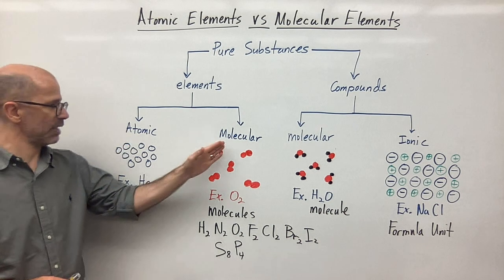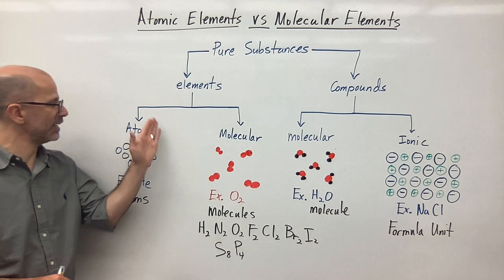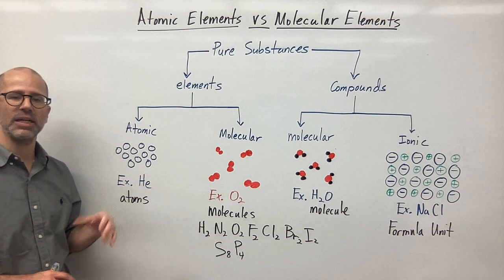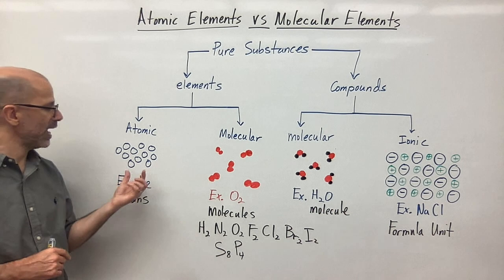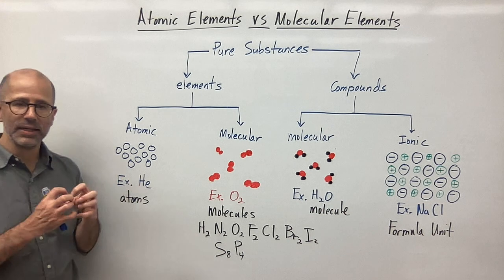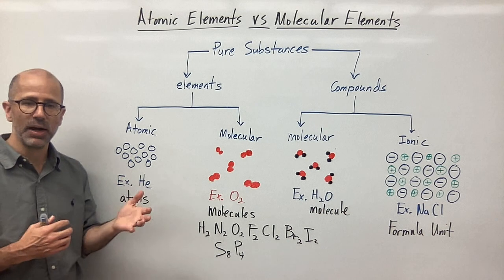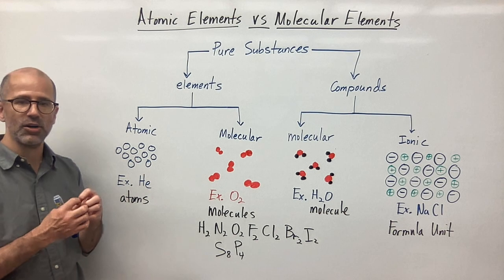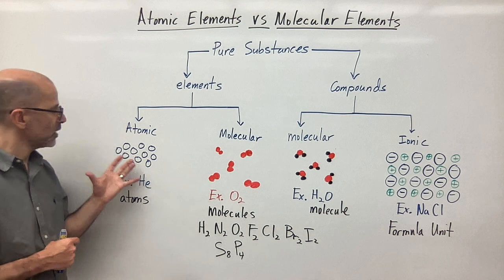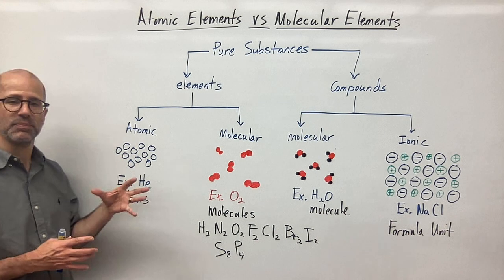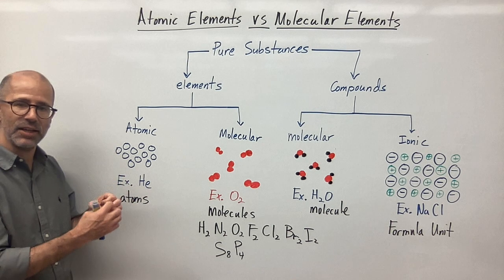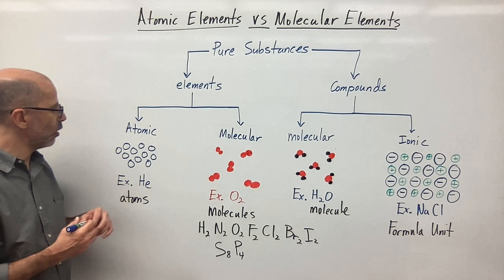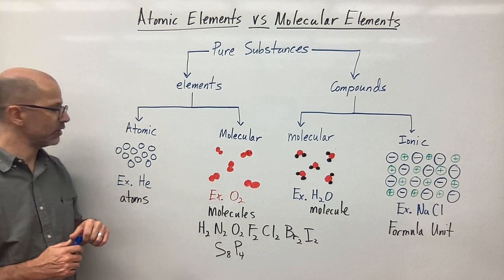And as the name implies, if you have an atomic element, that element is only made up of atoms. What that means is that you don't have atoms that are bonded together by, say, covalent bonds where the electrons are shared. So in this case, the atoms are going to be together, but they're not bonded together. They're separate, or at least they're not covalently bonded together.